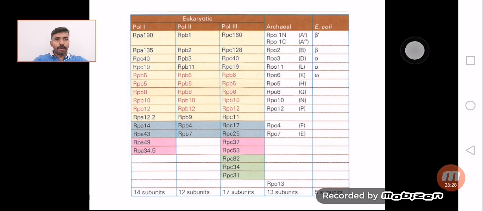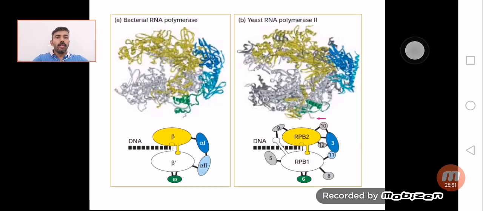And this is the comparison of RNA polymerase subunits between the eukaryotic, archaeal and E. coli systems. You can see Pol 2 consists of 12 different subunits: those 10 subunits comprising the core, and RPB4 and 7 as the additional subunits. Again, you can see the comparative representation, and these are the homologous parts. The color indicates the homologous part.